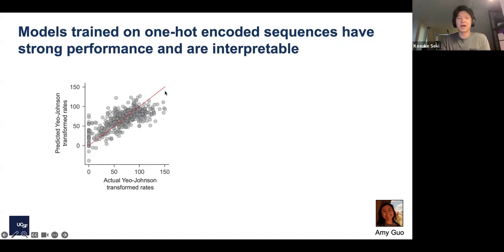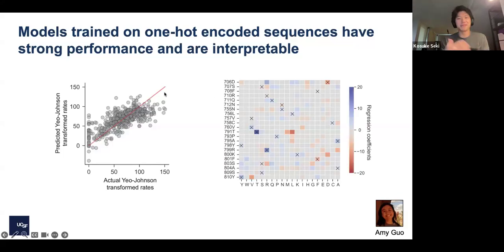And so here I'm showing you just the general performance of that model that we built. You can see the x equals y line. On the x-axis is the actual rates that we measured, and on the y-axis is the predicted rates, and you can see that there's a pretty strong correlation. Because we're using one-hot encoded sequences, this model is very easy to understand because the coefficients are very directly related to the mutations at each position.